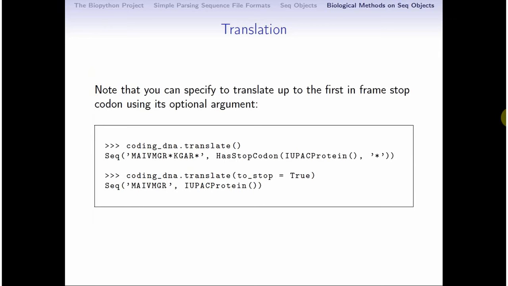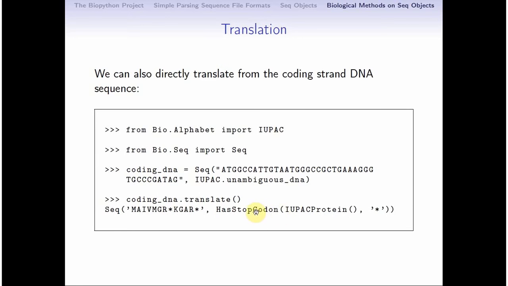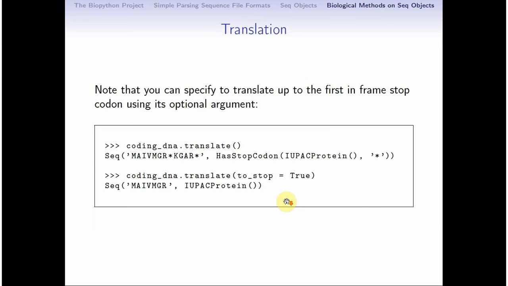Note that there are optional arguments that you can key in. For example, if you just want to translate up to the first in frame stop codon, this is the original one, correct? You put an optional to_stop equals True. You'll stop at the very first stop codon, so you stop over here. And remember, when you translate, just now I forgot to say, they will change the alphabet to protein.